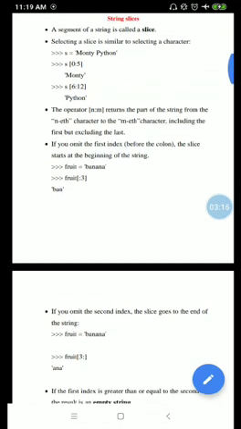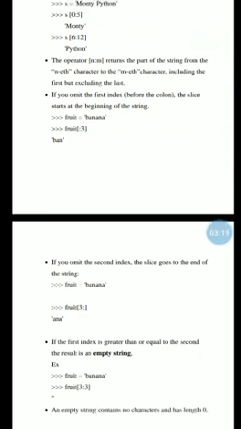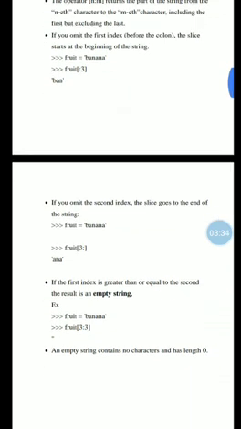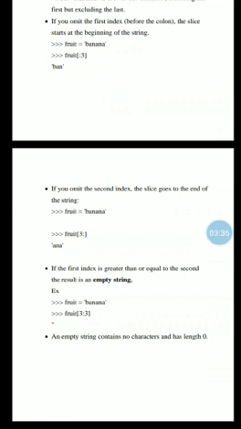Now, if you omit the second index, I am not omitting the first index, I am omitting the second index, that is the mth index. So now the slice goes to the end of the string. For example, fruit equal to banana. Fruit is a variable name. Here I am storing a fruit called banana. That is fruit[3:], there is no m value. The n value is 3 here. When you execute this particular line, the output will be ANA. The reason is that it starts from index 3 and goes to the end, giving the last 3 characters, that is ANA.